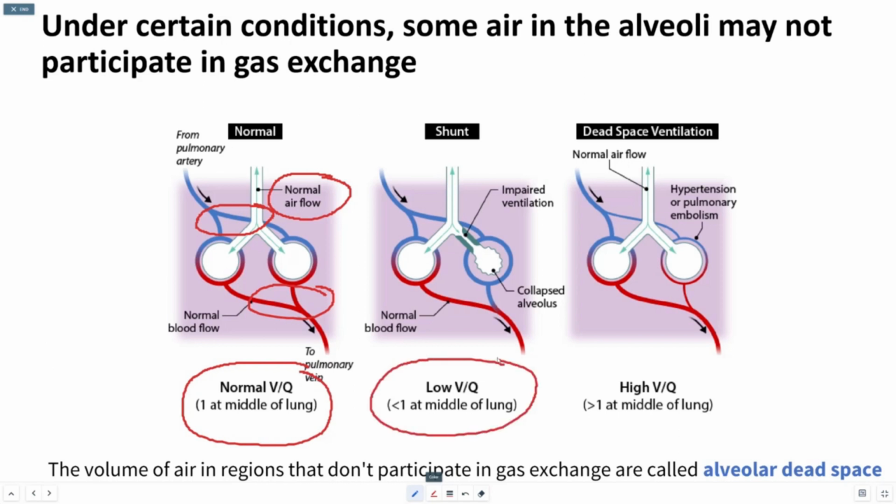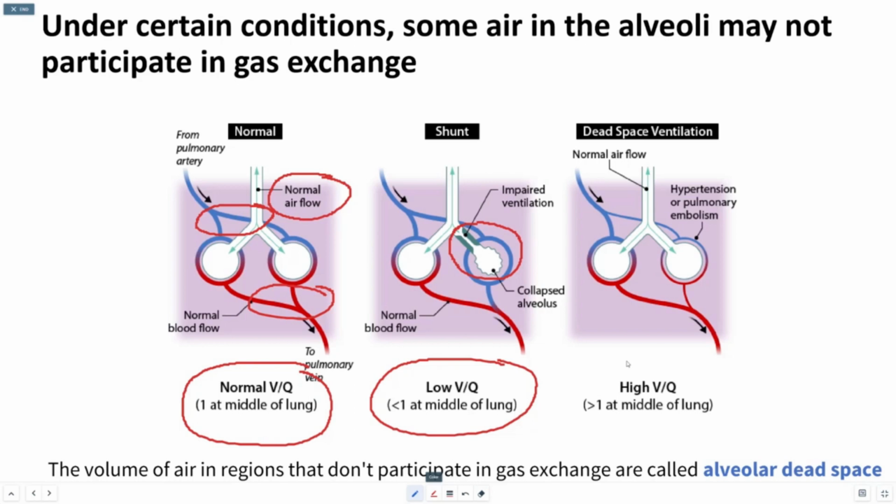When there is an issue with the airflow, let's say there is an impairment to the air sac, there's going to be a change in the VQ. The blood flow may be the same, but because there's impaired ventilation, it results in a low VQ, a value less than 1 at the middle of the lung.